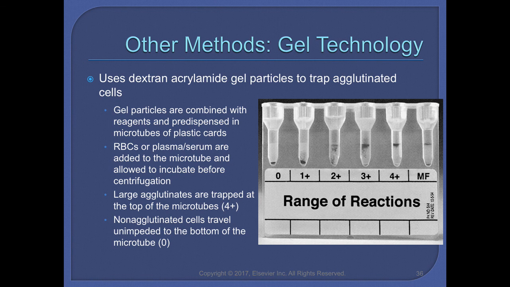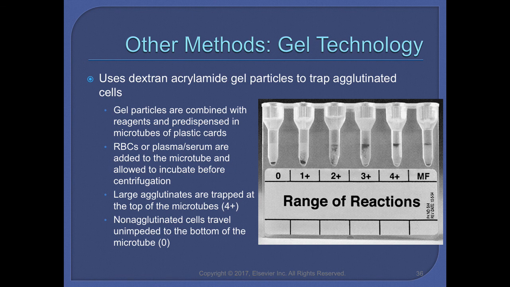The large agglutinates are trapped at the top of the microtubes, and that actually signifies a 4+ reaction. Non-agglutinated cells travel to the bottom of the microtube, and that would indicate a 0 reaction. So no agglutination, no reaction at all.